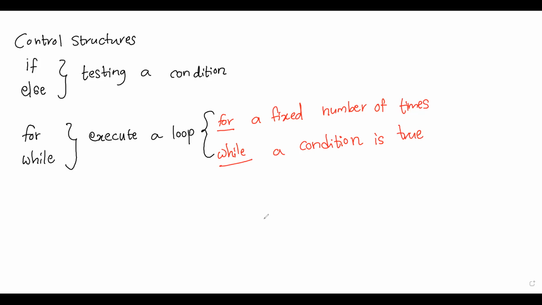This particular loop executes until the condition gets false. When the condition is false, it goes out of the loop. While it is true, as long as the condition is satisfied, as long as the condition is true, it iterates, it executes the loop. Looping means repeating, doing the same thing repeatedly over and over again.